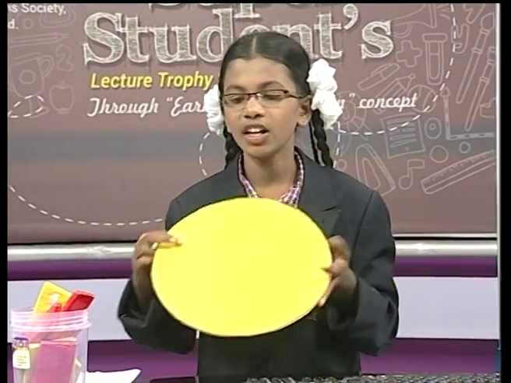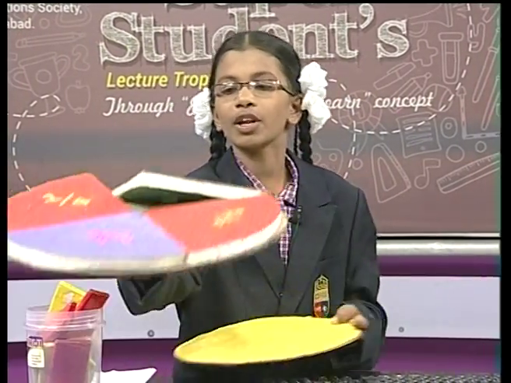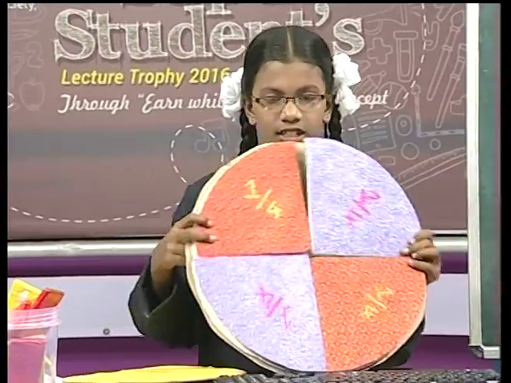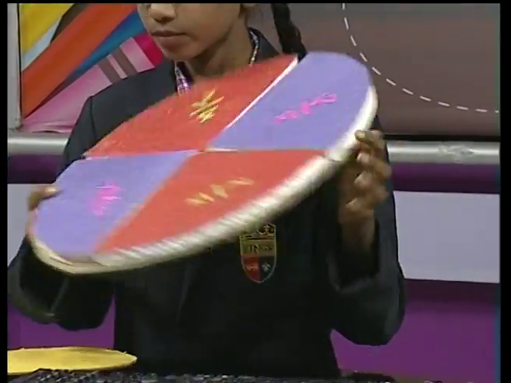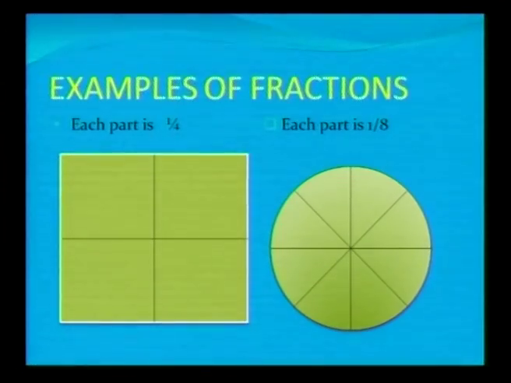Friends, observe here, in this circle we divided into 4 equal parts like this. Here also each part is called 1 by 4. Friends, see here, each part is called 1 by 4. In this square the parts is divided into 4 equal parts. Here the fraction is 1 by 4.